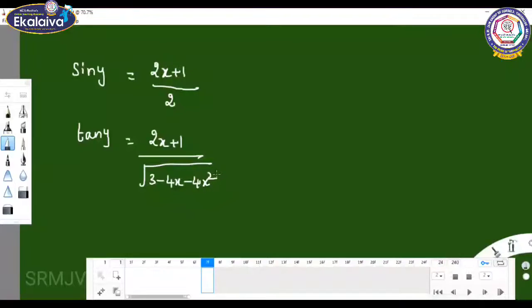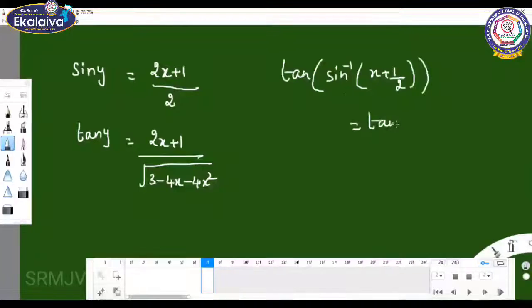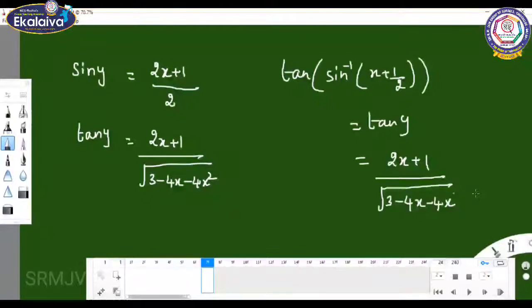So what is the value of tan of sine inverse of x plus 1 by 2? This value we kept as y. So what is the tan y value? 2x plus 1 by root of 3 minus 4x minus 4x square.